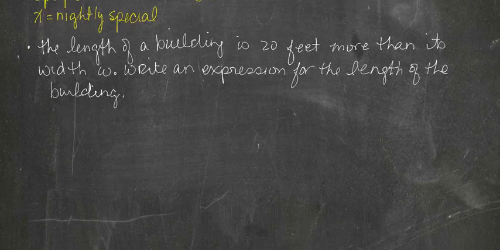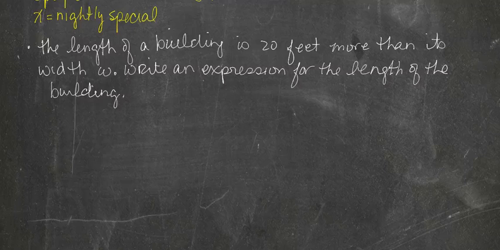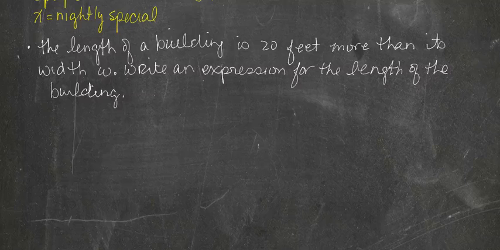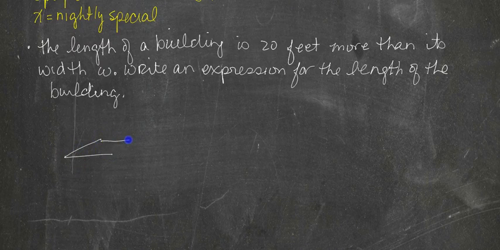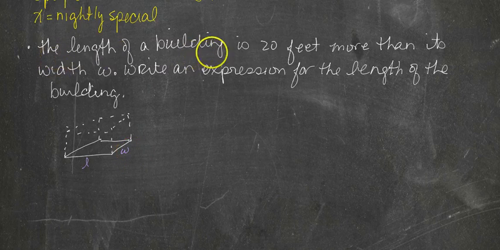A new problem. The length of a building is 20 feet more than its width, W. Write an expression for the length of the building. I'm just going to sketch in the footprint of the building. So this would be the walls of the building. But what we care about is the length and the width of the building. So if I identify this as the length and this as the width, I know that the length of the building is 20 feet more than its width. So the length could be written as the width plus 20 feet.